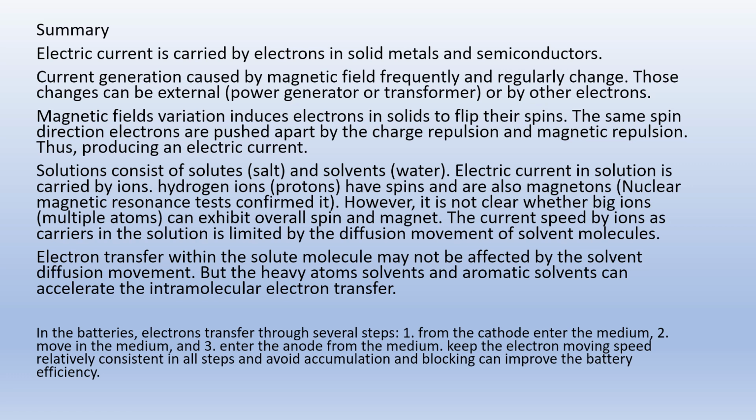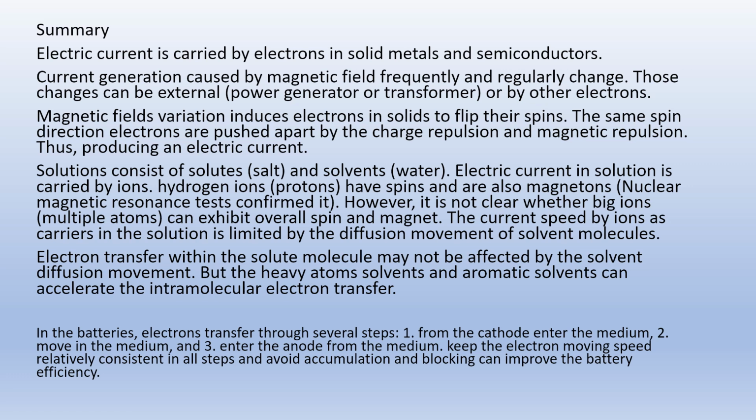Summary. Electric current is carried by electrons in solid metals and semiconductors. Electric currents are generated by magnetic field frequently and regularly change. Those changes can be external, power generator or transformer, or by other electrons. Magnetic field's variation induces electrons in solids to flip their spins. The same spin direction electrons are pushed apart by the charge repulsion and magnetic repulsion, thus producing an electric current.